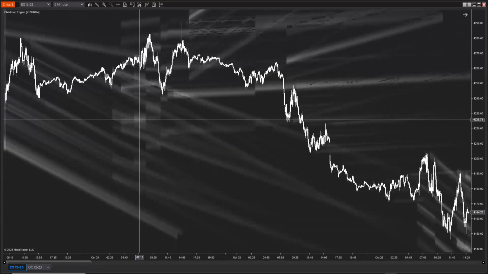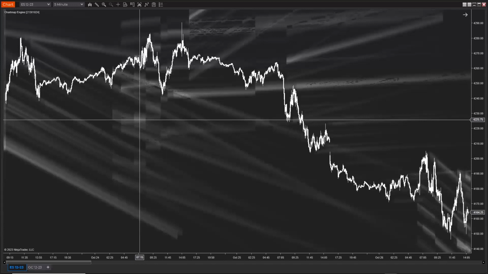Chartmap is looking for these patterns, right? It's running a bunch of simulations, and it's looking for where in the past has price been rejected. And then it's looking for projections of those rejections, and it's putting that on the chart. So where you see white, where you see these white bands, that's projected price rejection.